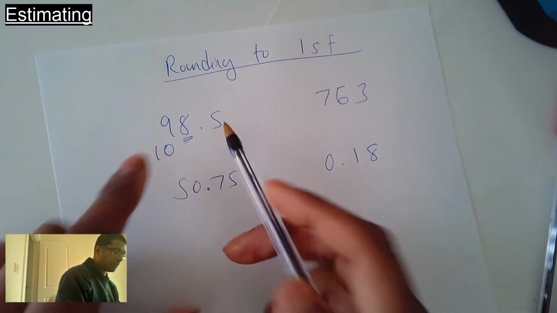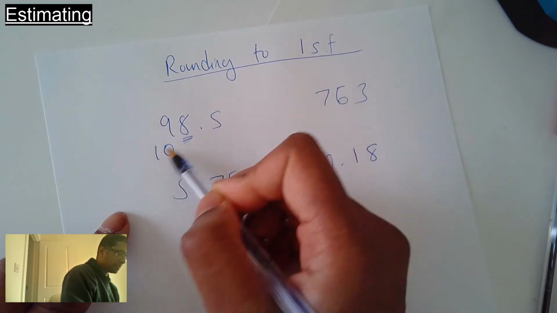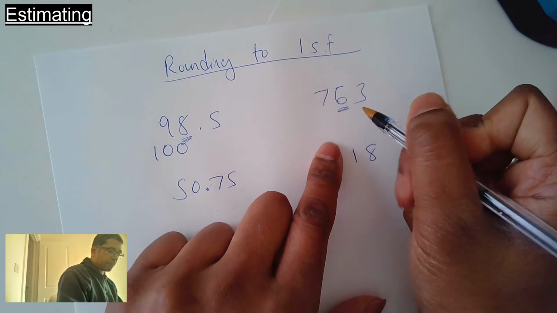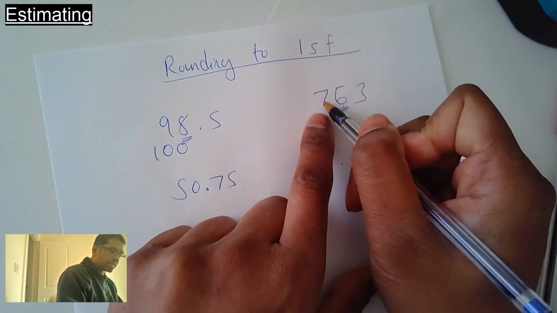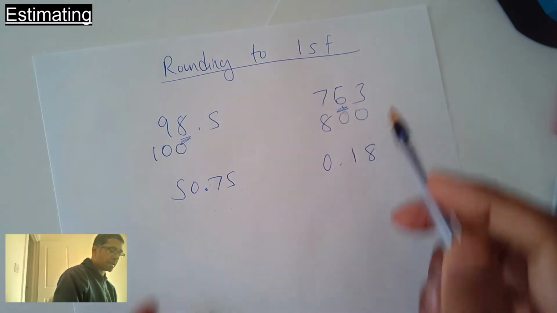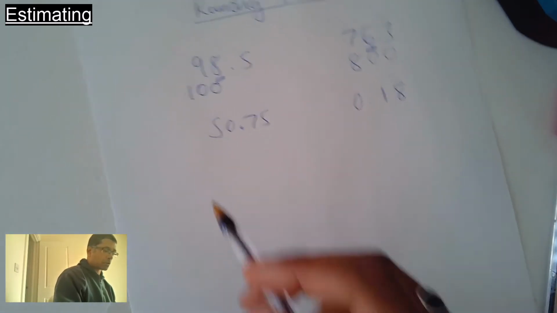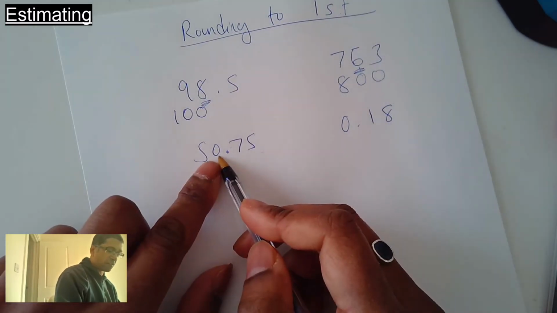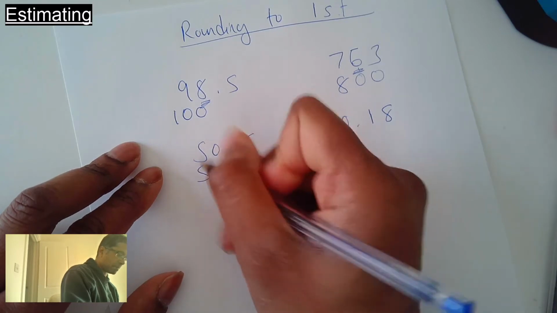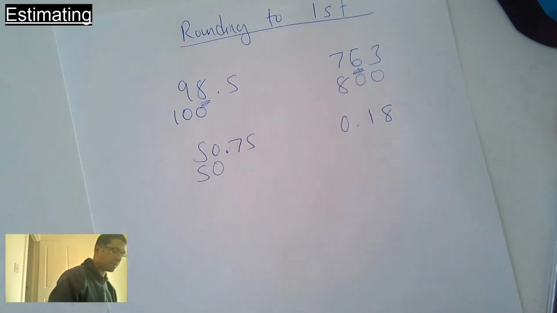So 98, that's around about 100. Look at the second digit, is it 5 or more? If it is, round the 7 up, it becomes 8, and then put the zeros there. So 763 is around about 800. Look at the second digit, is it 5 or more? Nope. So keep the first digit the same, and then put the 50 there.